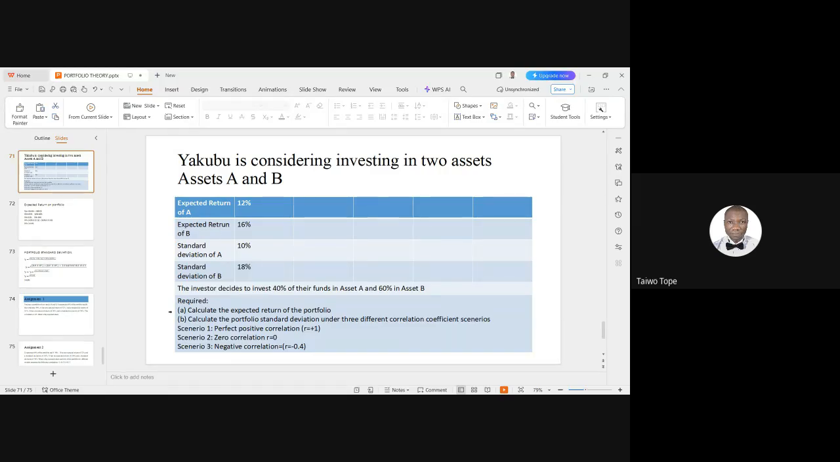So the essence of doing this is that the outcome with the least standard deviation will give us the combination with the least risk. It means that will be our decision. Any result with the lowest standard deviation.